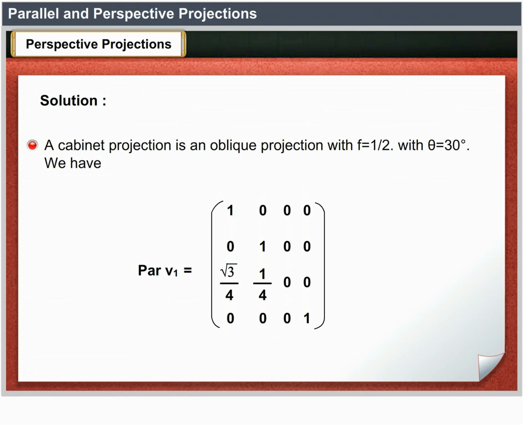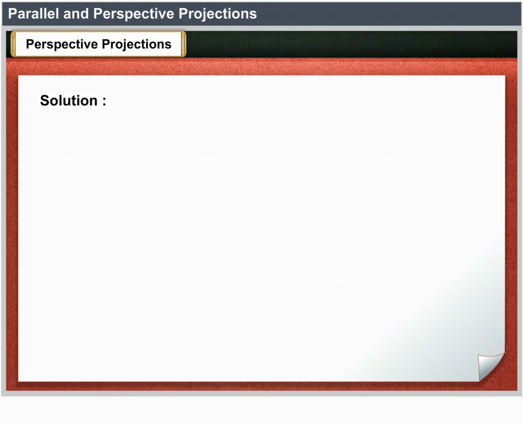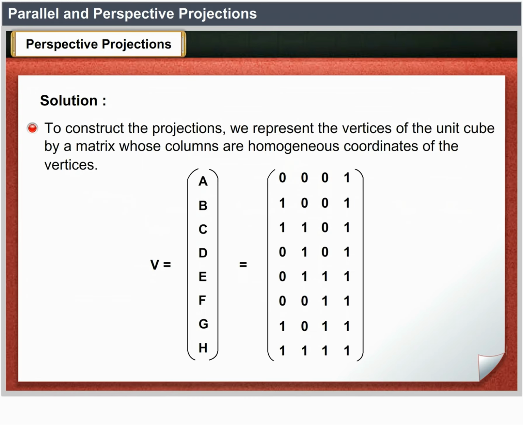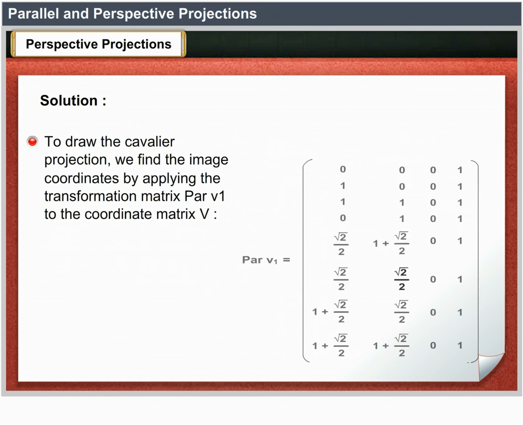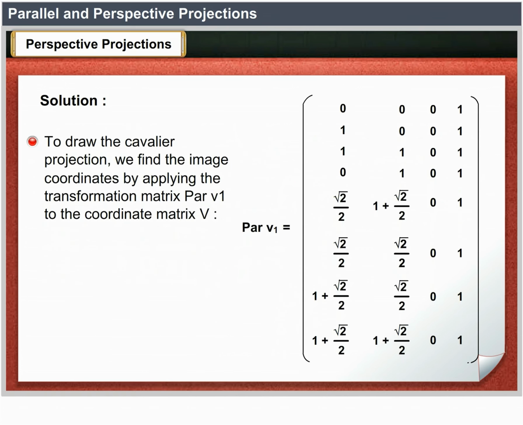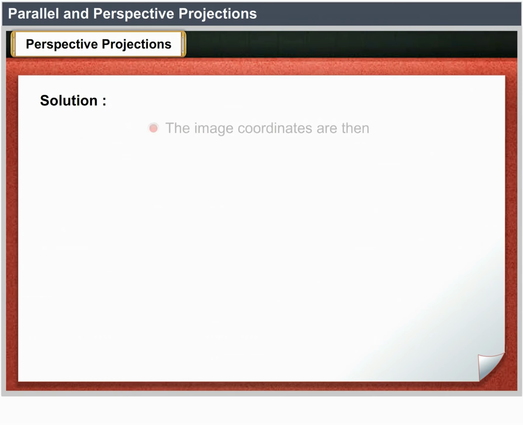We have. To construct the projections, we represent the vertices of the unit cube by a matrix whose columns are homogeneous coordinates of the vertices. To draw the Cavalier projection, we find the image coordinates by applying the transformation matrix V1 to the coordinate matrix V. The image coordinates are then.